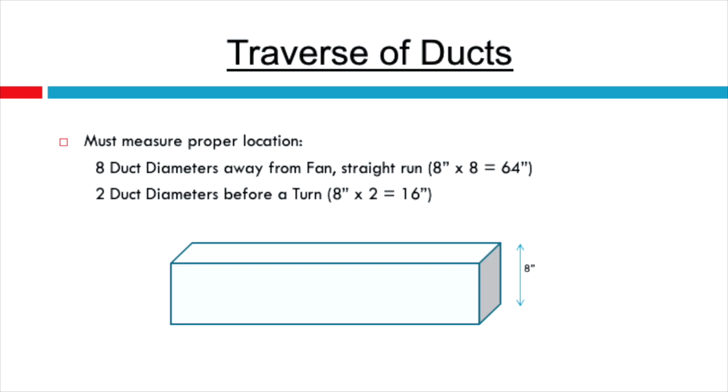Don't forget, you also need to be 2 duct diameters away from any turn. So in this example, 8 inches, because that's the height of your duct, the diameter of your duct, times 2 is 16 inches before any turn because of turbulence. So as you can see, it's going to be really hard to find a location, but let's say you did. I'll walk you through it here.